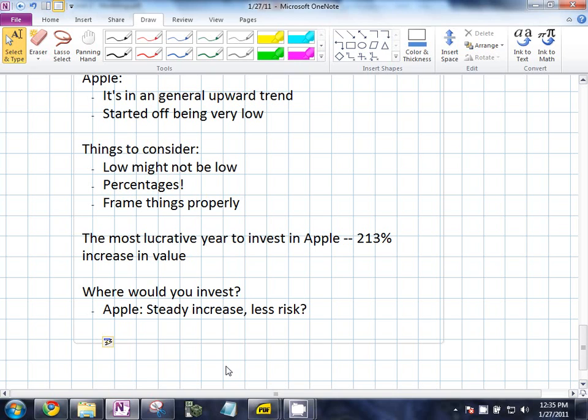What about Google though? Why would you invest in Google? Okay, it might be a little bit more risky. I mean, it's still a pretty good investment, everybody. It's still a good investment. Why might you invest in Google over Apple? The value is huge. Could make way more money. A little bit more risk maybe, but more gain.